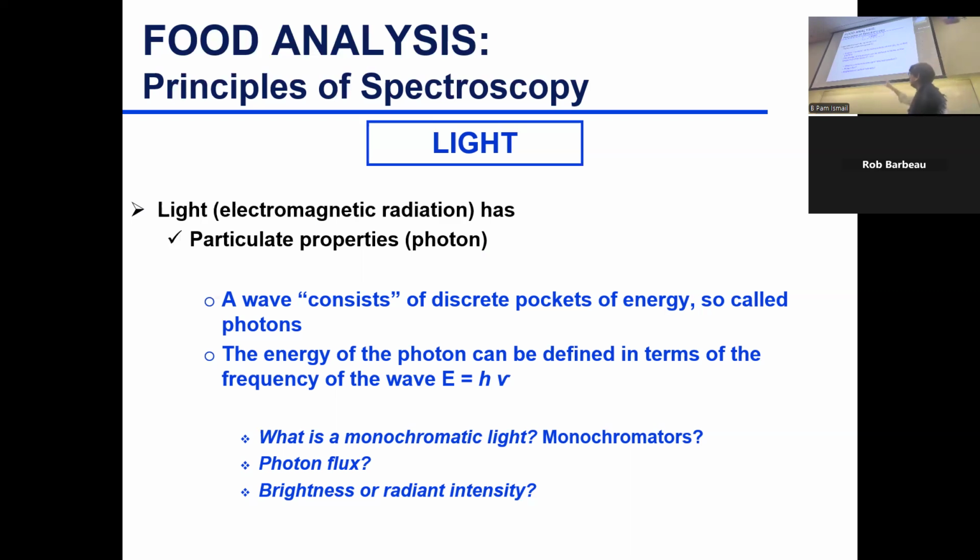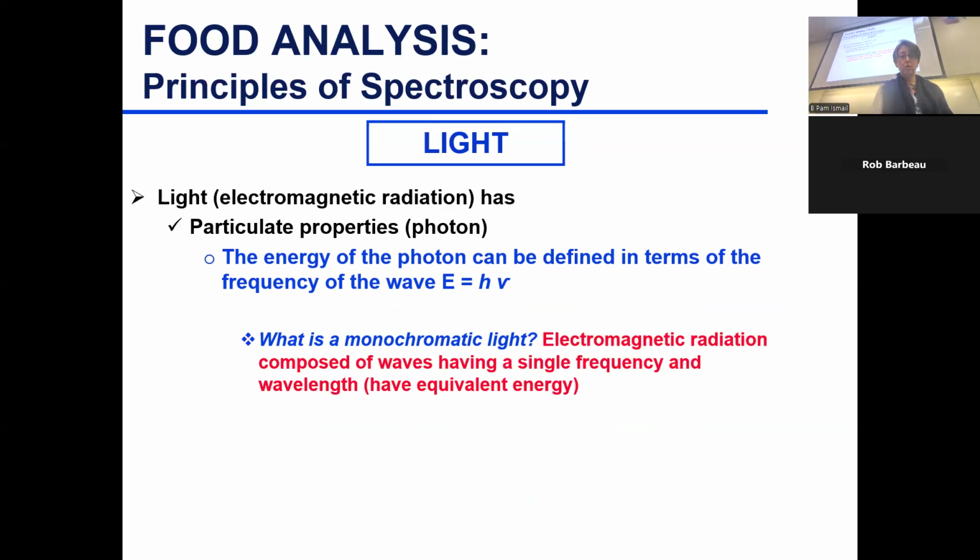Okay, so we just talked about monochromatic light. Monochromatic light is a light with one wavelength or wavelengths very, very close to each other in length. Okay, monochromator. Do you have that on your slide? Monochromatic light, electromagnetic radiation composed of waves having single frequency and wavelength. You can write it down.